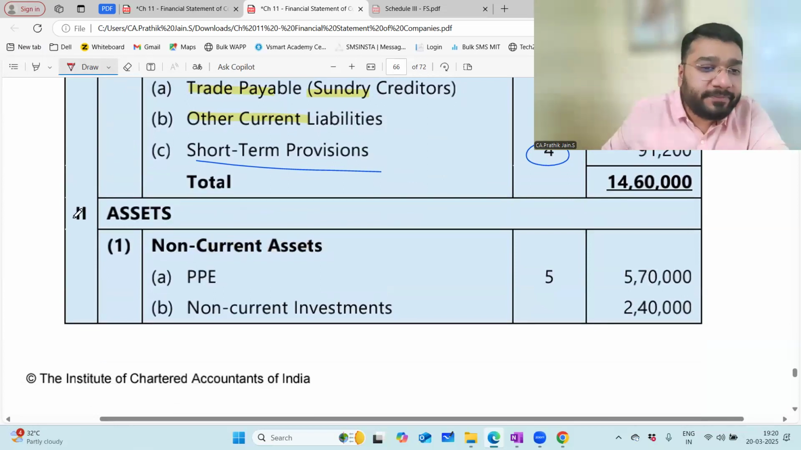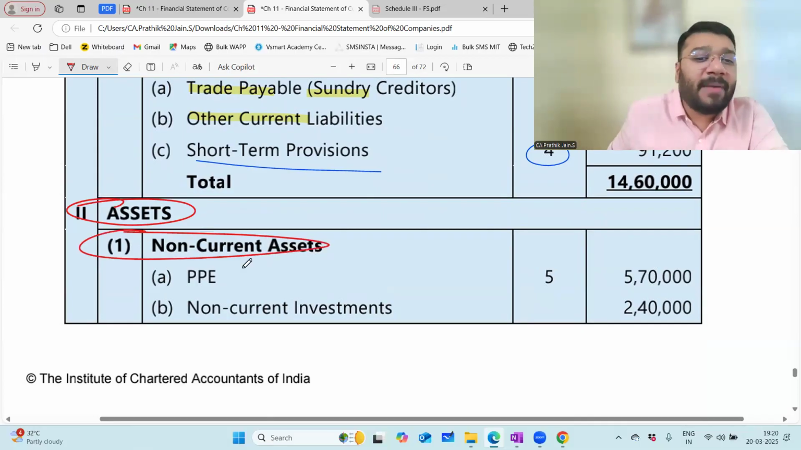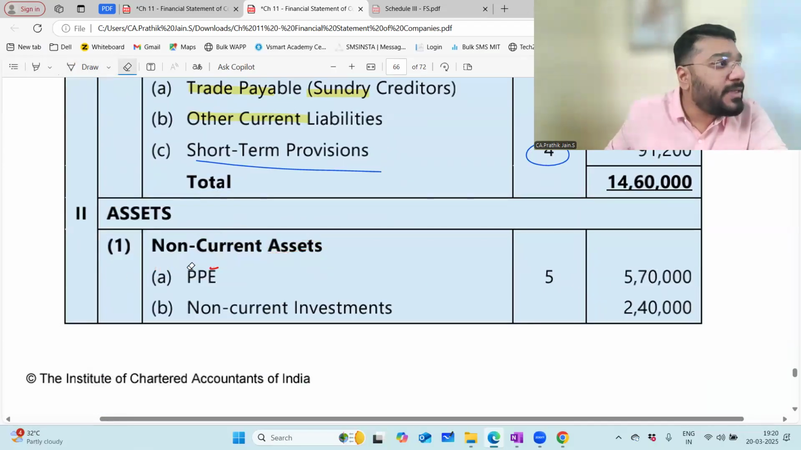Next is assets. Under that, first one is non-current asset. Under that, we have property, plant, equipment, and intangible asset. Please write the heading. They didn't write it here. You have to write it. PPE and intangible asset. That is the right thing as per Schedule 3.